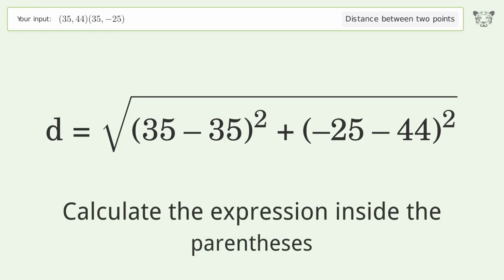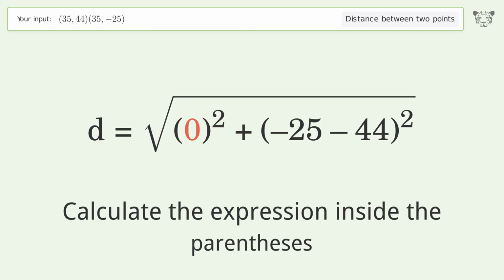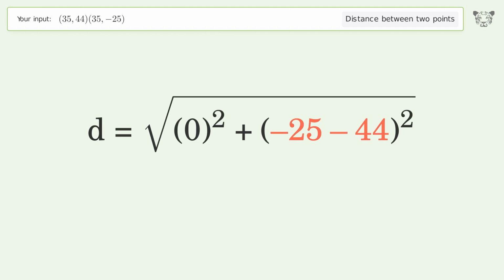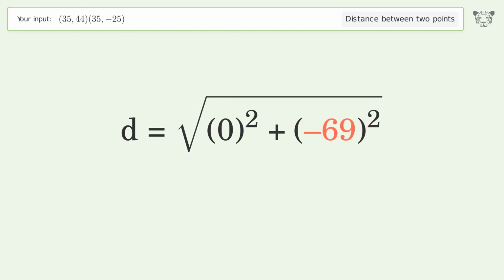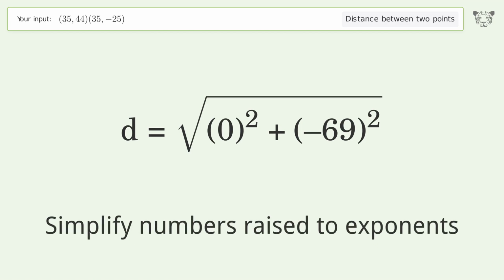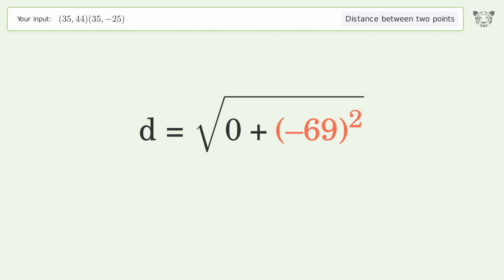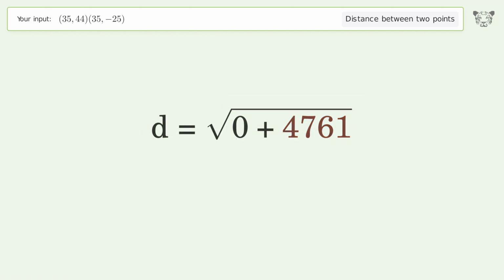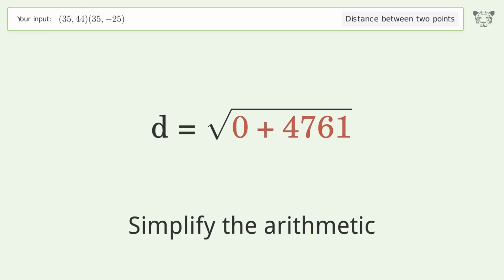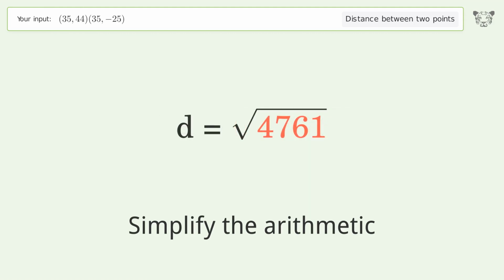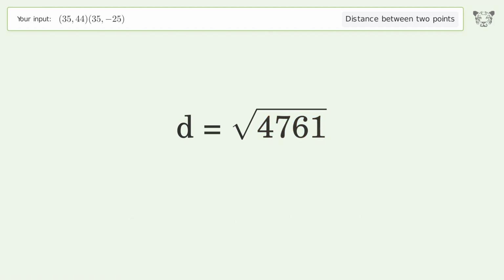Calculate the expression inside the parentheses. Simplify numbers raised to exponents. Simplify the arithmetic. And so the distance between the 2 points is the square root of 4761, or 69.